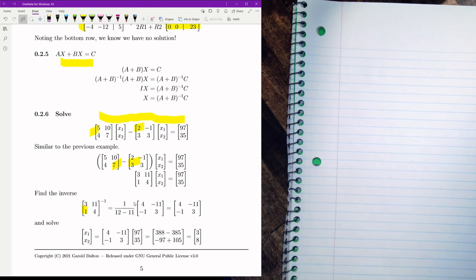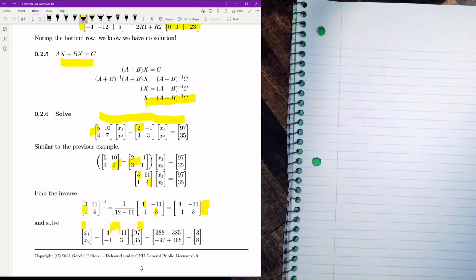And then recall how to find the inverse. We start out with our original matrix. We switch the A and the B. So, I'm sorry, the A and the D. And we negate the B and the C. So this is our inverse. This is our inverse matrix. So now we have X equals, and that's the same as this right here. So we have X equals, this matrix is A plus B inverse. This is C.